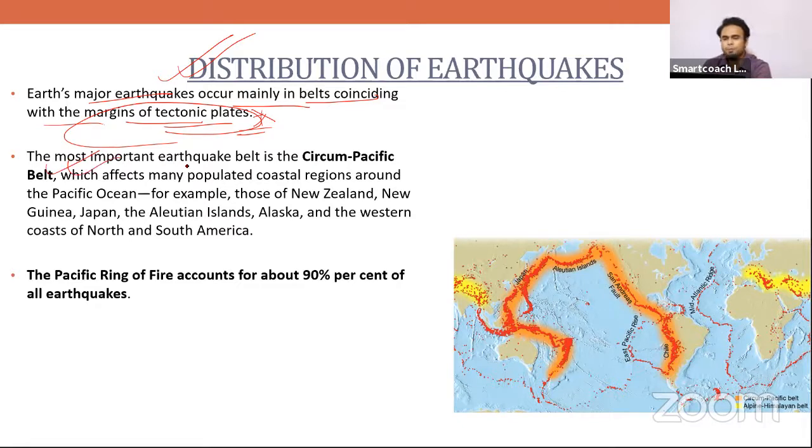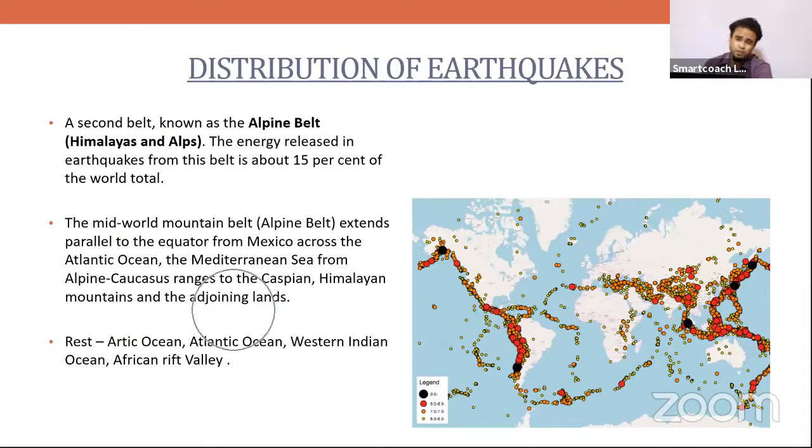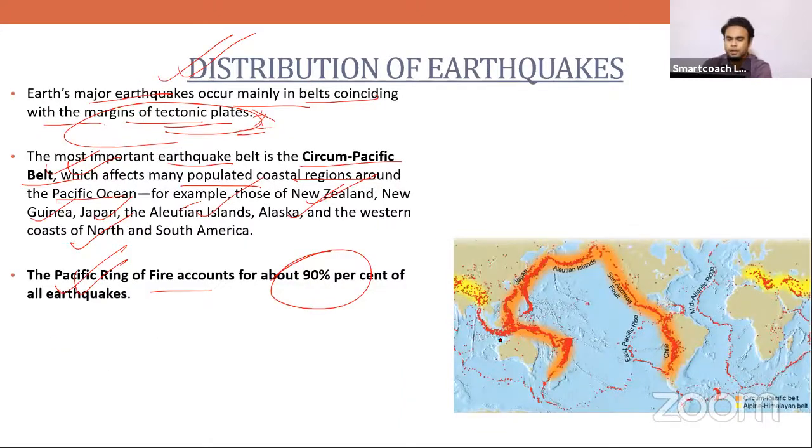Fine. The most important earthquake belt is the circum-Pacific belt, which we have talked about. The circum-Pacific belt is nothing but the boundary of the Pacific Ocean, which affects many populated coastal regions around the Pacific. Like what? Like New Zealand, New Guinea, Japan, Aleutian Islands, Alaska, and the western coast of both North and South America. Fine. Next point is important. The Pacific Ring of Fire accounts for 90% of the total earthquakes found on the earth. Okay, fine. So this 90% cannot be absolute. It can also vary between 80 to 90%.